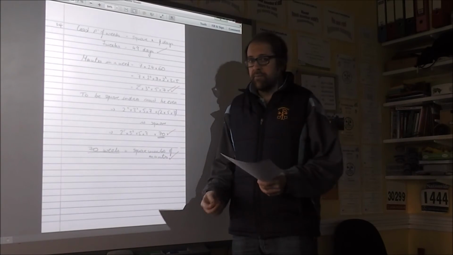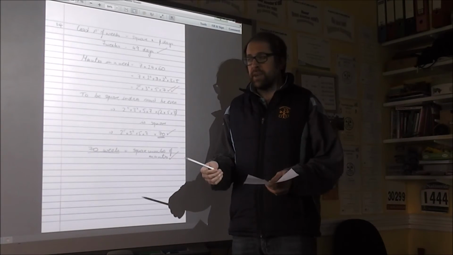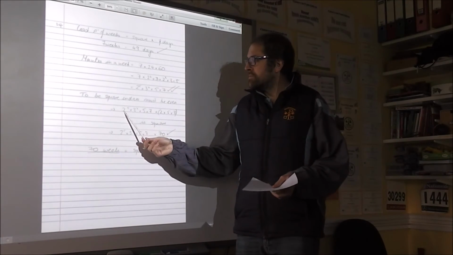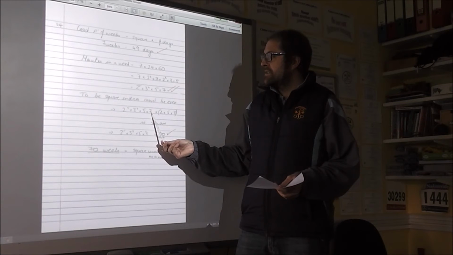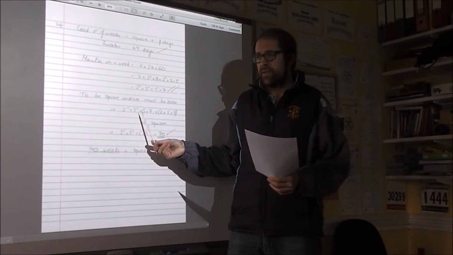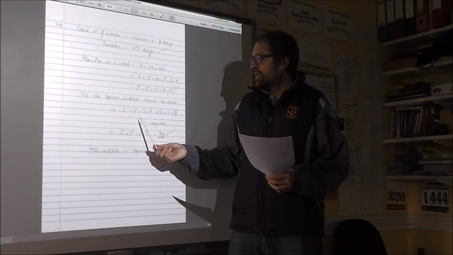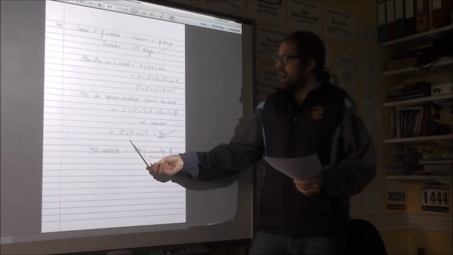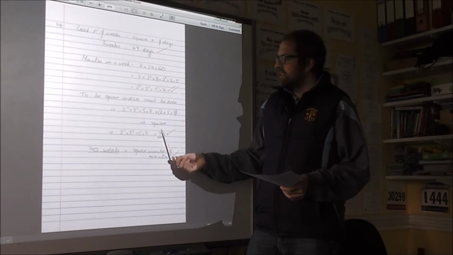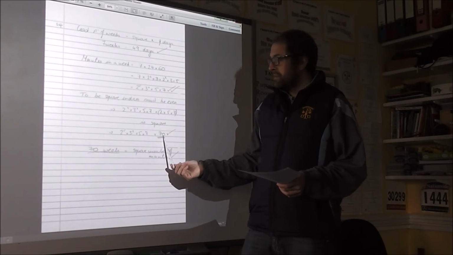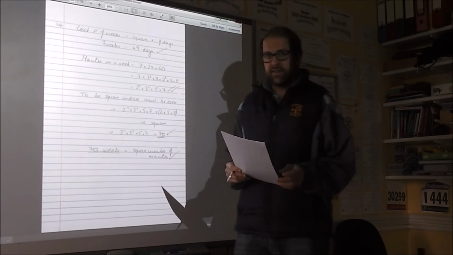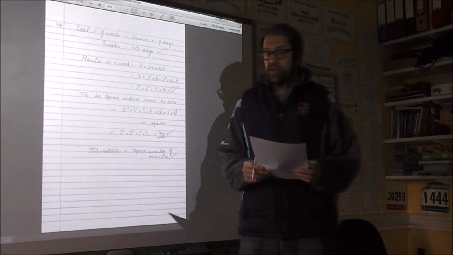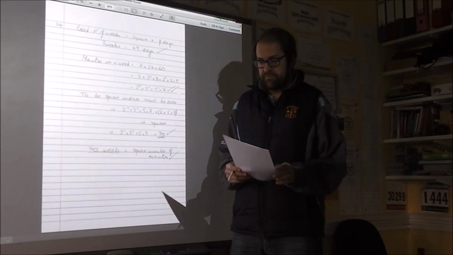Now for it to be a square number, the indices have to be even, which means I need to multiply it by 2, 5 and 7. I don't need to multiply it by 3, because that's already got an even index, which means that I times it by 70 to make it a square number. So 70 weeks would be a square number of minutes, which is quite interesting to me.